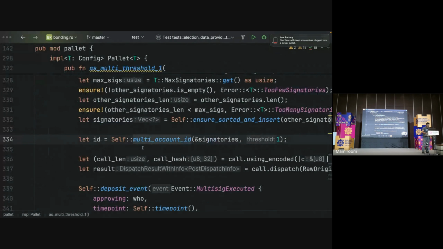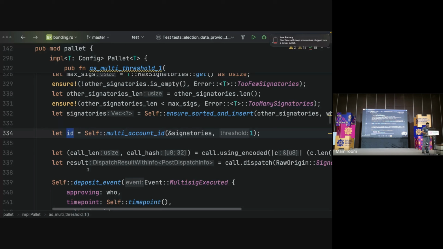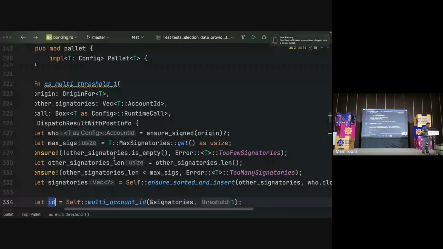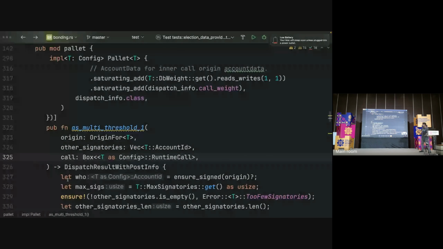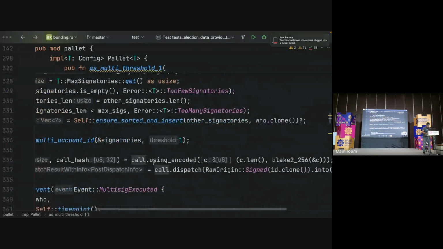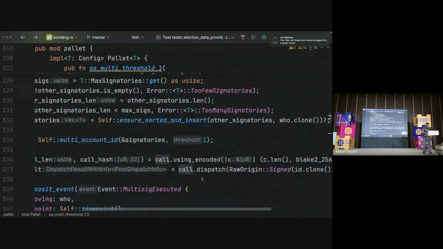Okay, it did create this ID. What else does it do? Call using encoded. Now it's interesting. So it got a call as part of the multisig call that it wants to make with these signatories, right? So it's now taking the call, doing some things with it, and dispatching it.